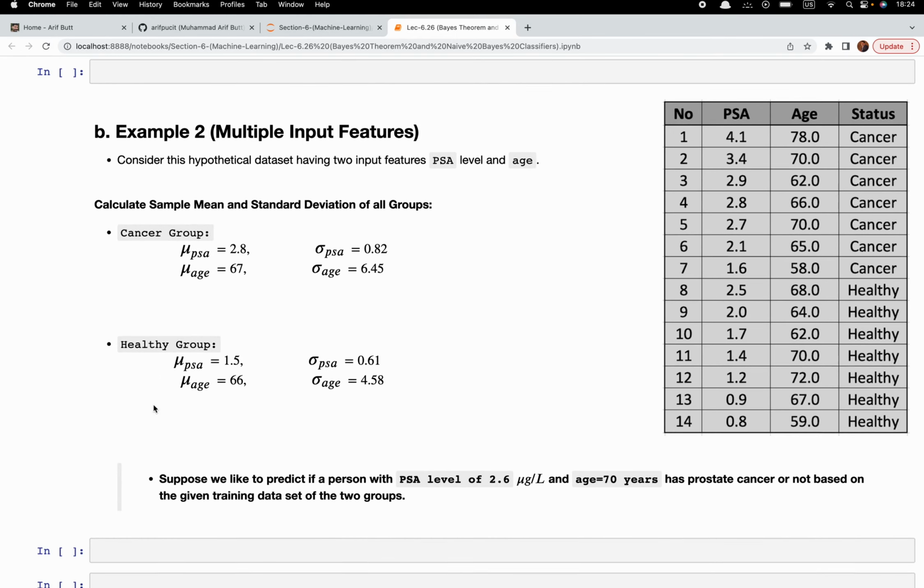Well, my dear students, let me extend the same example by adding one more input feature to the same data set, and that input feature is the age column as shown in this table. Suppose we want to predict if a person with a PSA level of 2.6 and an age of 70 years has prostate cancer or not. As done in the previous example, first we will calculate the mean and standard deviation for both the input features and for both the groups separately. The final values are shown over here. Please do the calculation at your own time.